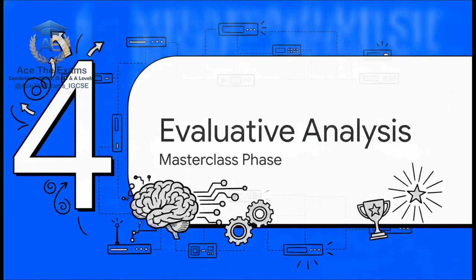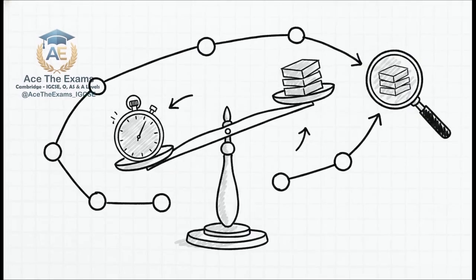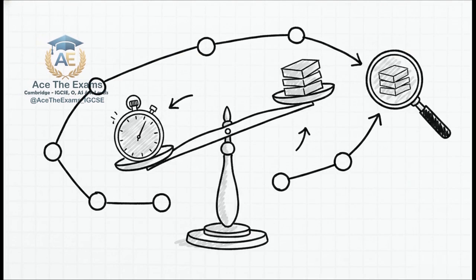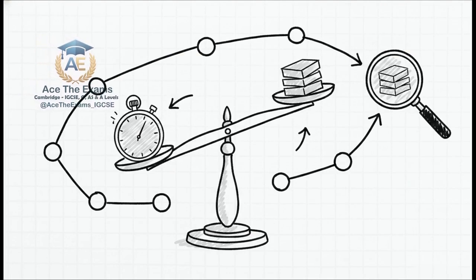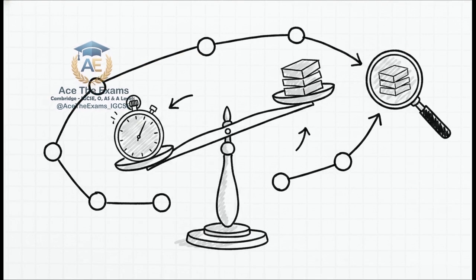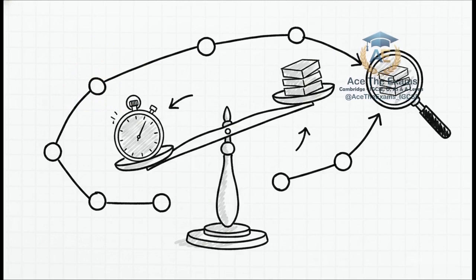Let's jump into Section 4, Evaluative Thinking and Analysis. Now we are entering the masterclass phase. This is what separates standard passing grades from top-tier A-star academic excellence. Once you have the basics down, how do you show the examiner that you truly grasp the real-world complexity of network systems? By analyzing trade-offs.